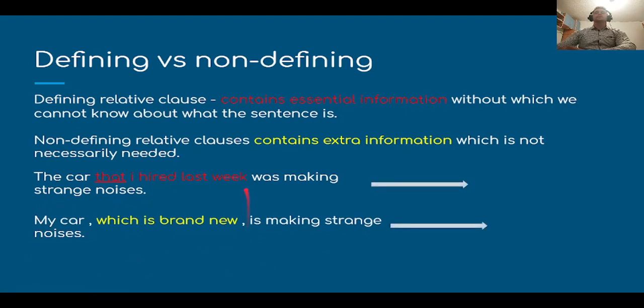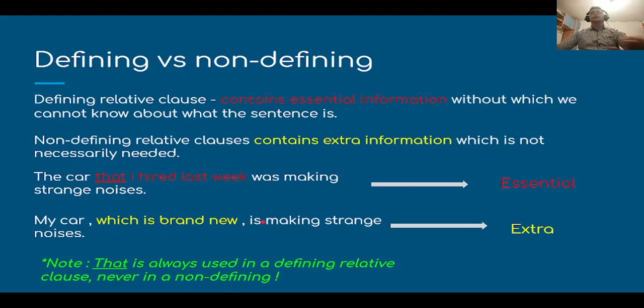So, what's the case here? In red, what do we have in the first sentence? So we have essential information. It's important for us to know about which car we are talking about. We are being specific here. And in the second sentence, car which is brand new. What do we have here? It's about the extra information that only describes my car.